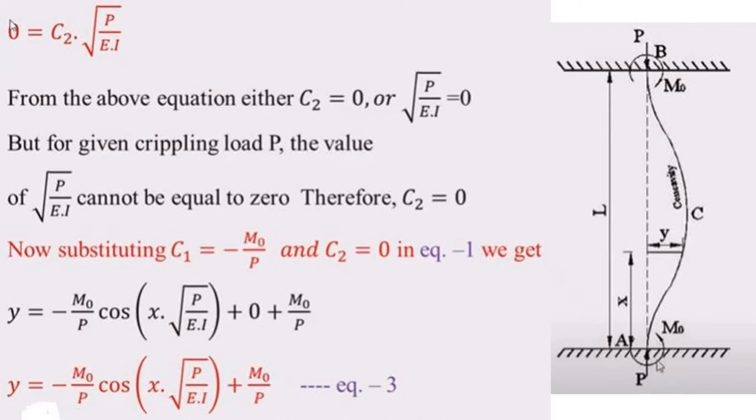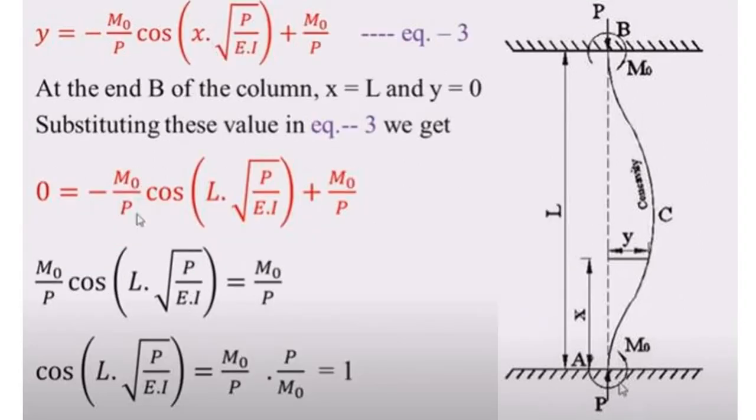Now substituting C1 equal to minus m0 by P and C2 equal to 0 in equation number 1, we get y equal to minus m0 by P cos of x into under root P upon EI plus m0 by P, that is taken as equation number 3.